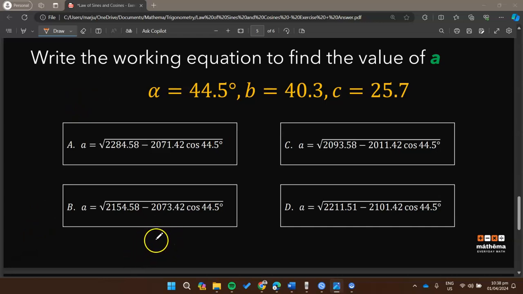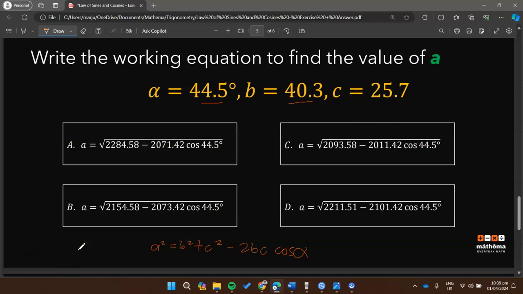of cosine, we will have A squared is equal to B squared plus C squared minus 2BC, multiplied by the cosine of the angle opposite to this side, which is alpha. Alright, so in this example, our alpha is defined, which is 44.5 degrees. Our side B is defined, and our side C is also defined.